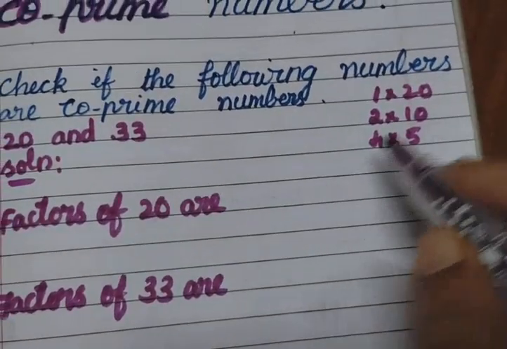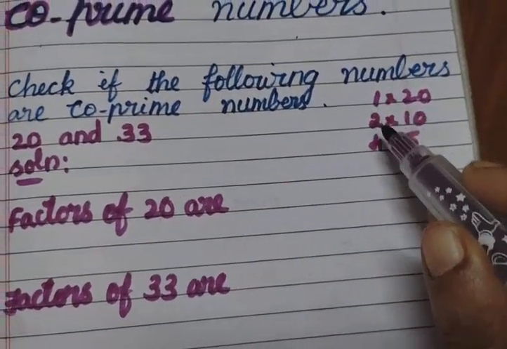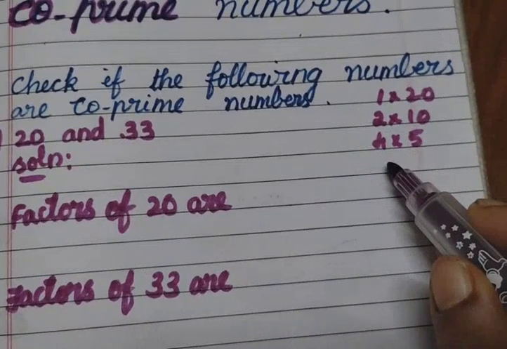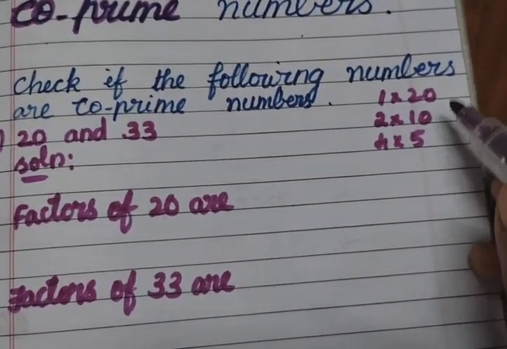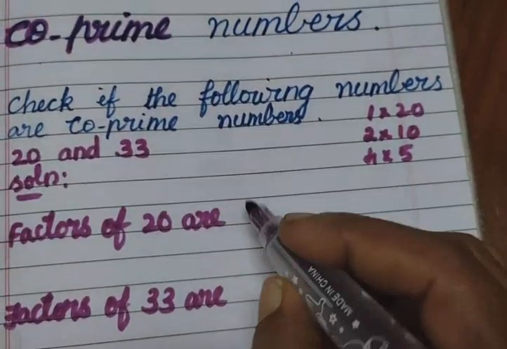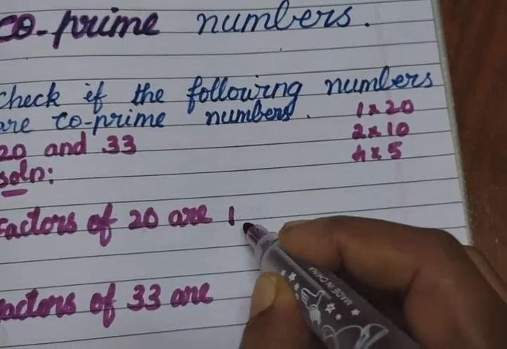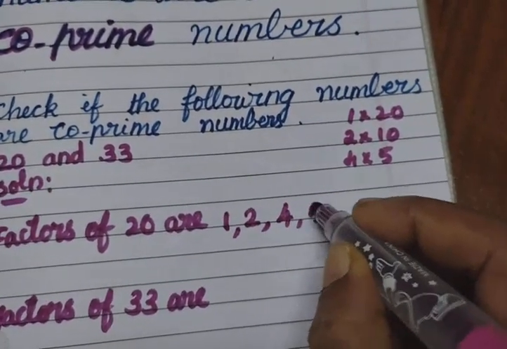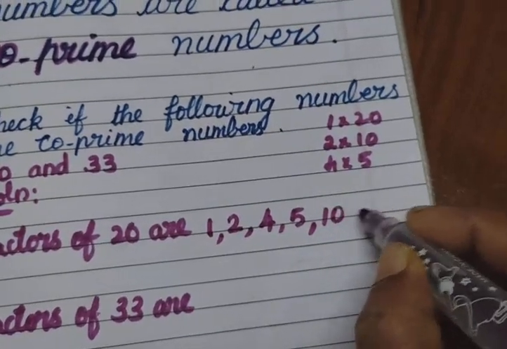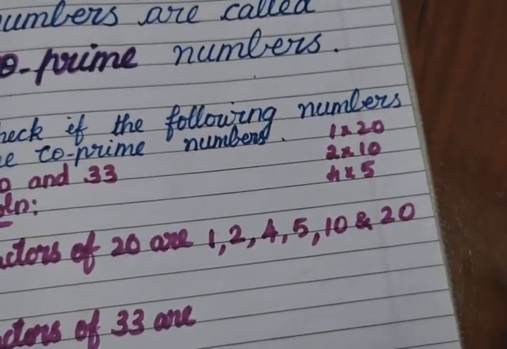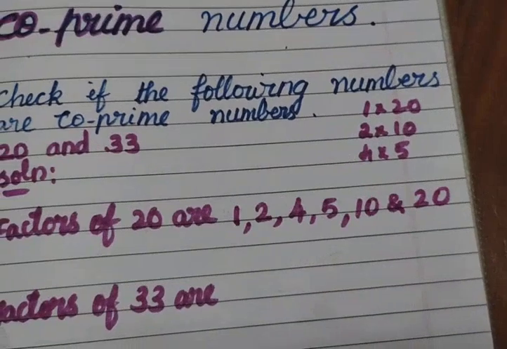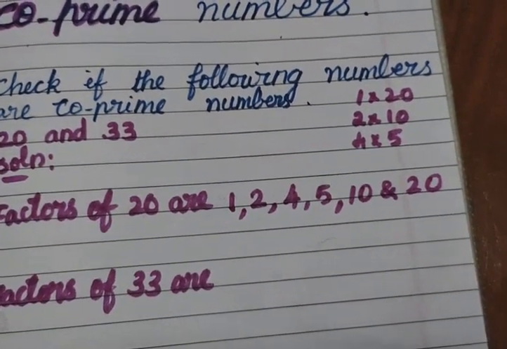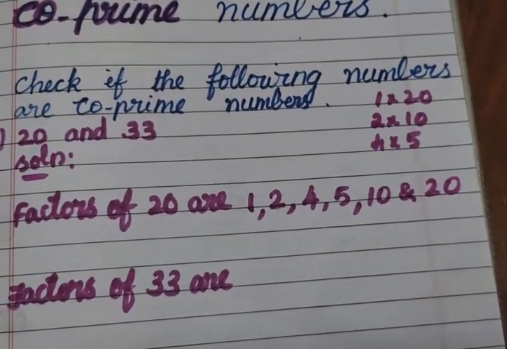What are the factors of 20? 1, 2, 4, 5, 10, 20. Okay, these are the factors of 20, children.